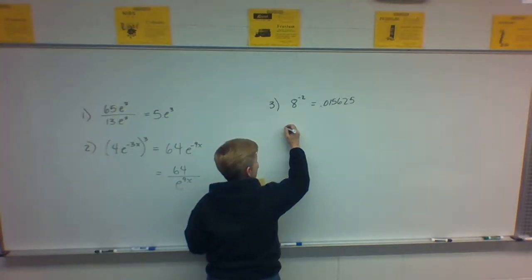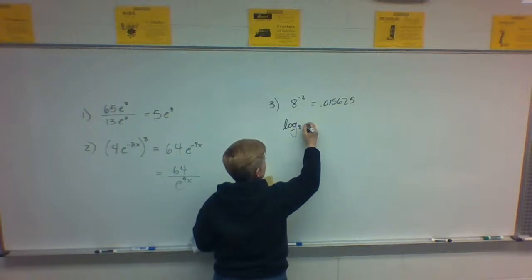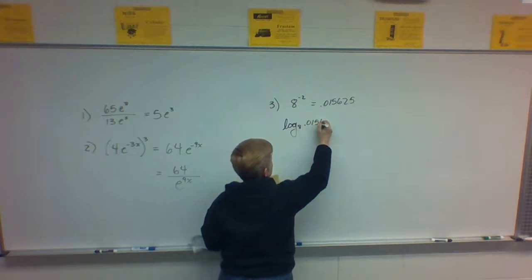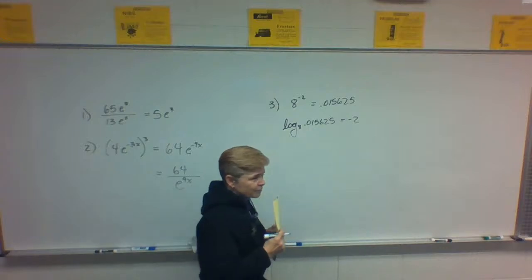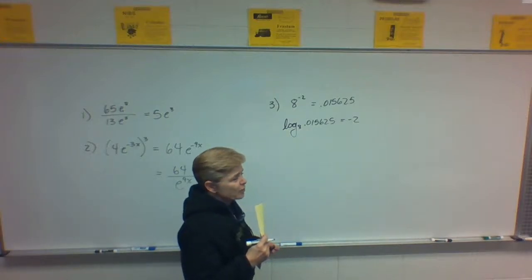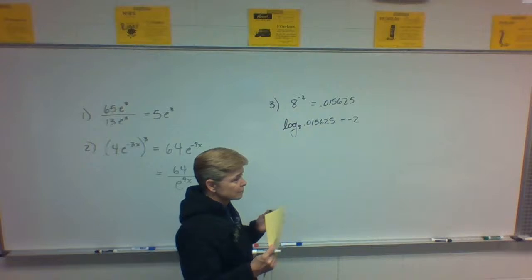Anybody? That's a good start. Log base 8, because the base of the exponent is 8, so is the base of the log. And then of what? Log base 8 of 0.015625 equals negative 2. Do you remember that? Do you remember the very, very first thing I showed you and said you have to be good at this before you, that's what we're using. Do you need me to write that down for you? Anybody want me to write down that? Okay.